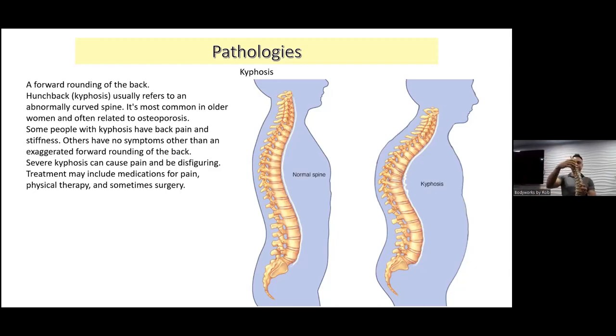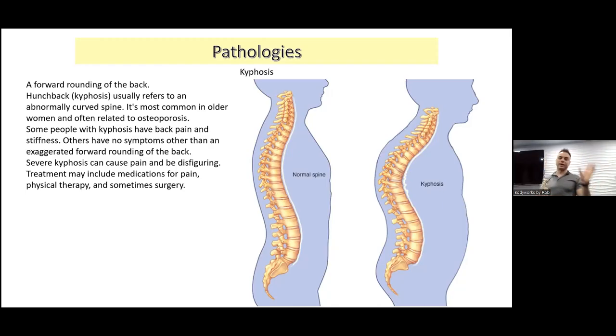and of those curves we have lordotic curves and kyphotic curves. A lordotic curve is a curve that points this way. So your lumbar region, low back, is a lordotic curve. A kyphotic curve points posteriorly, or backwards, so there is a kyphotic curve in the thoracic region. So kyphosis, if we break that word down, osis means the condition of. So this is the condition of having an excessive kyphotic curvature.